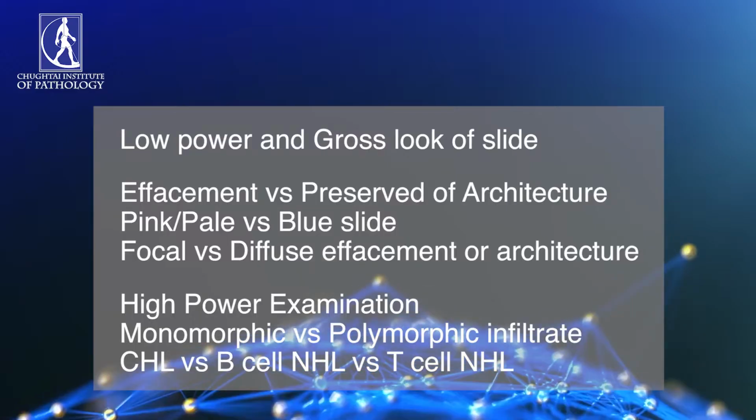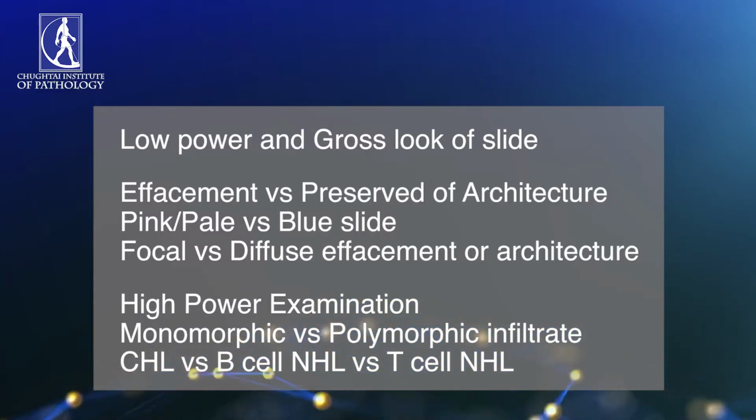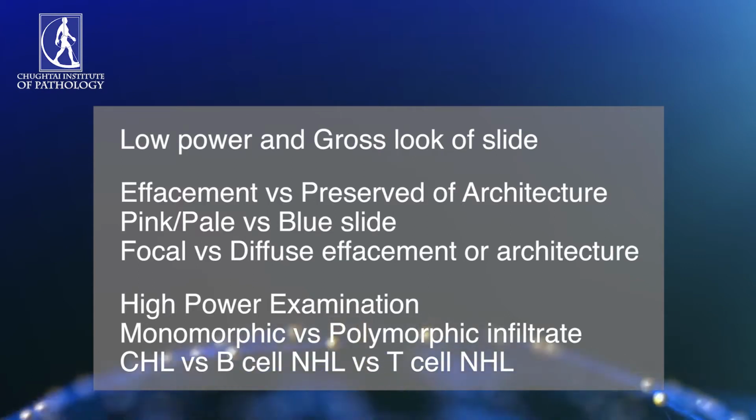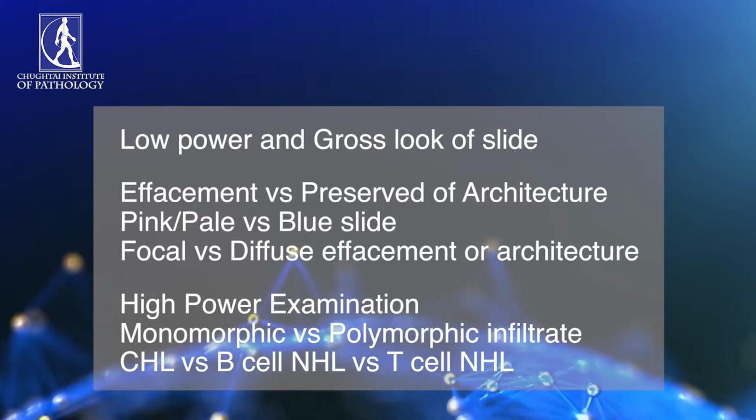What are the different steps you will take while diagnosing a case of lymphoma? First of all, you need to look at the slide at low power, or you can have a gross look at the slide. If the slide looks pink or pale, most likely you are dealing with a case of classic Hodgkin lymphoma or T cell non-Hodgkin lymphoma, and if the slide is blue, it means most likely you are dealing with a B cell non-Hodgkin lymphoma case.